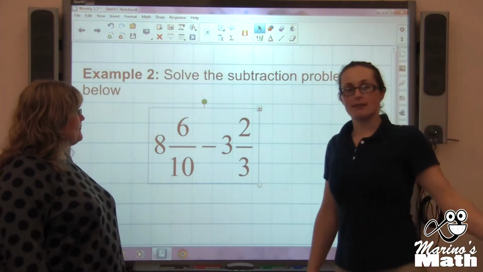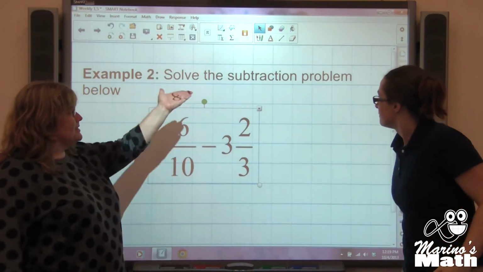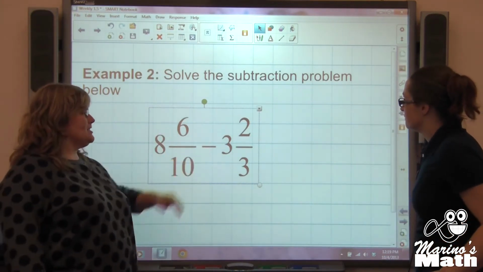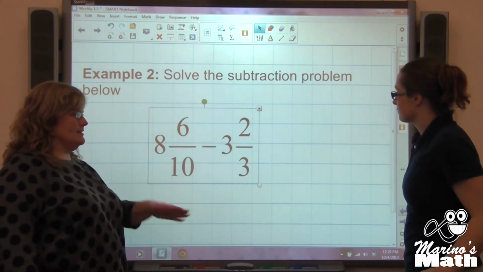So let's move on to example 2. And tell us, Ms. McDonough, what are we going to do? Well, this time we are going to subtract again, and now we have a subtraction sign showing that clearly. I'm going to try and do it using your method this time.